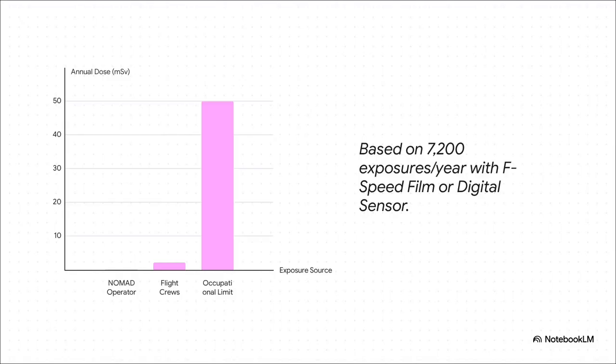Well, the numbers here tell an absolutely incredible story. So if an operator takes about 7,200 X-rays a year, their average exposure is just 0.12 millisieverts. Now, to put that in perspective, airline flight crews get almost 2.2 millisieverts every year just from cosmic radiation flying at high altitudes. And both of those are just a tiny, tiny fraction of the U.S. occupational safety limit of 50 millisieverts. The data is crystal clear. The exposure is incredibly low.